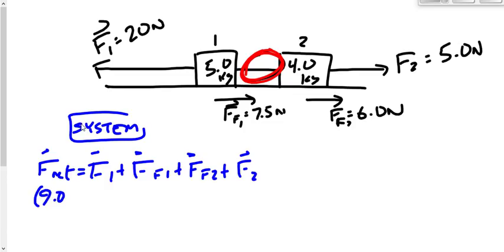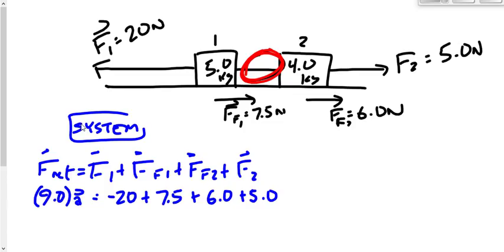Good. So 9.0 times the acceleration is equal to F1, which we're going to make negative 20. FF1 is positive 7.5 plus positive 6.0 plus 5.0. Now, let's combine those numbers on the right-hand side. Negative 20 plus 7.5 plus 6 plus 5 gives me negative 1.5. And negative 1.5 divided by 9 is negative 0.166 meters per second squared.